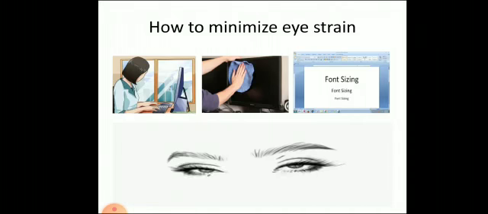Now I am going to share the worksheet. So what things did we discuss in this asanas lesson? We learned 5 different types of asanas, some eye exercises, and how to minimize eye strain. Now I am going to share the worksheet.